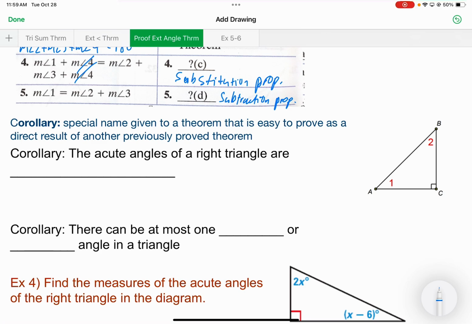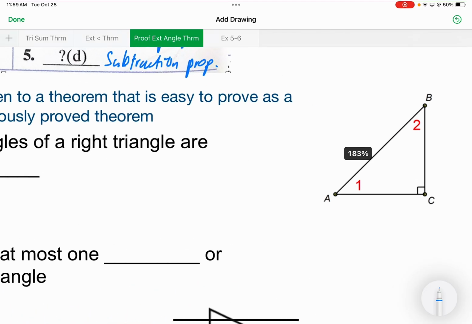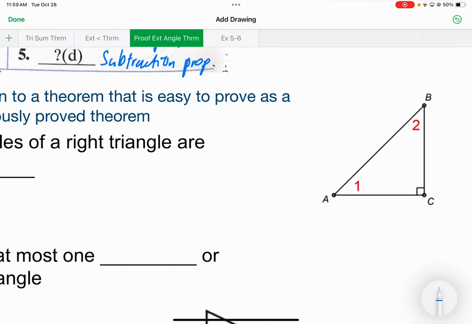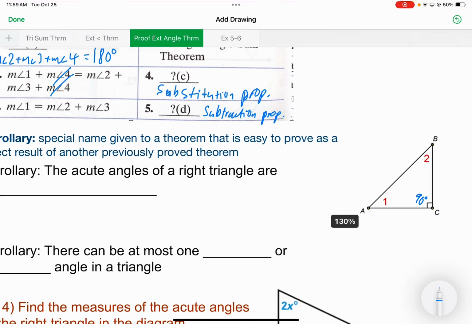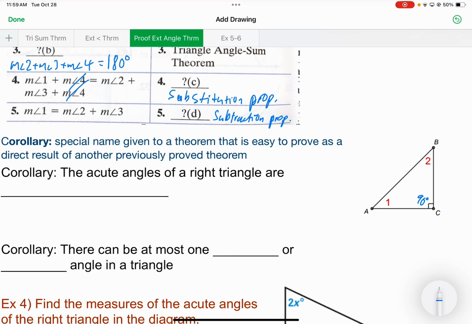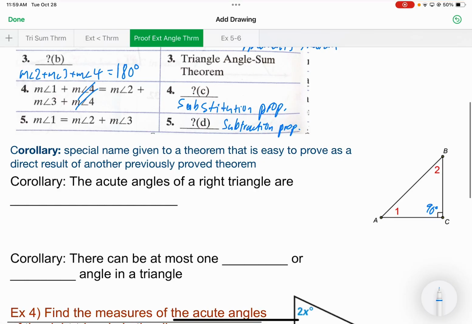First one is the acute angles of a right triangle. So if we have a right triangle like in this picture, what can you tell me about angle 1 and angle 2? The acute angles. I know this is 90, yeah? What can you tell me about angle 2 and angle 1? They add up to 90. Good. What do we call two angles that add up to 90? Yes. So the acute angles of a right triangle are complementary.